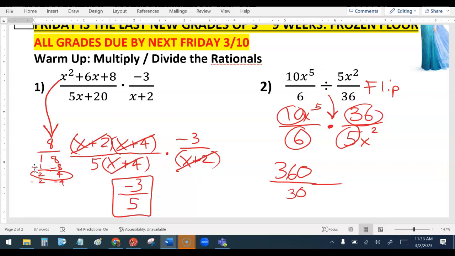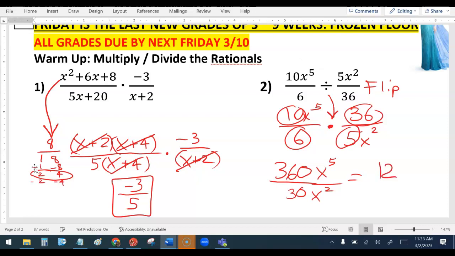Then the x's. On top, I have an x to the 5th. On the bottom, I have an x squared. I'm not messing with that yet. But now, I'm going to simplify it, which is, I think, what you were getting at. So let's talk about those coefficients. What's 360 divided by 30? 12. That is right. Okay, so you get 12, regular 12.